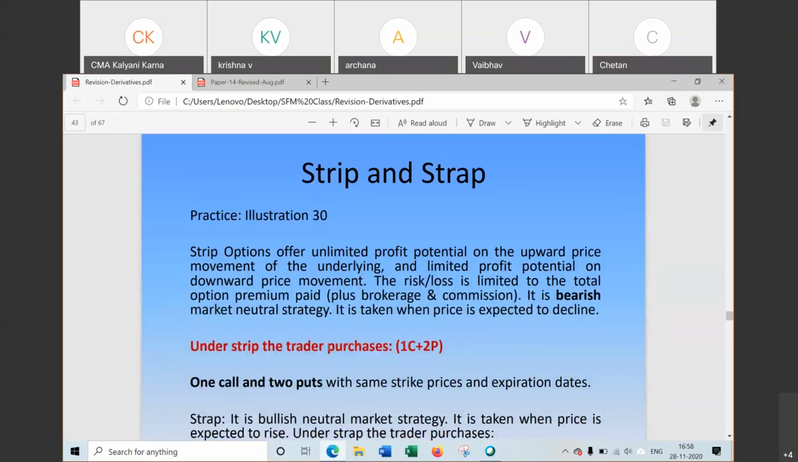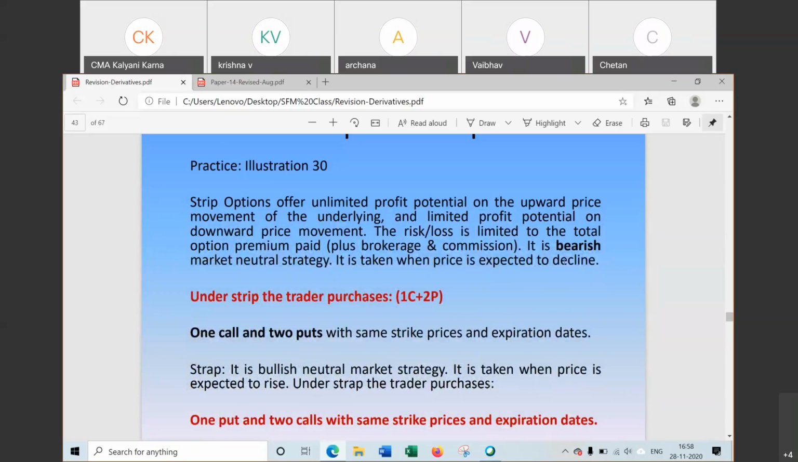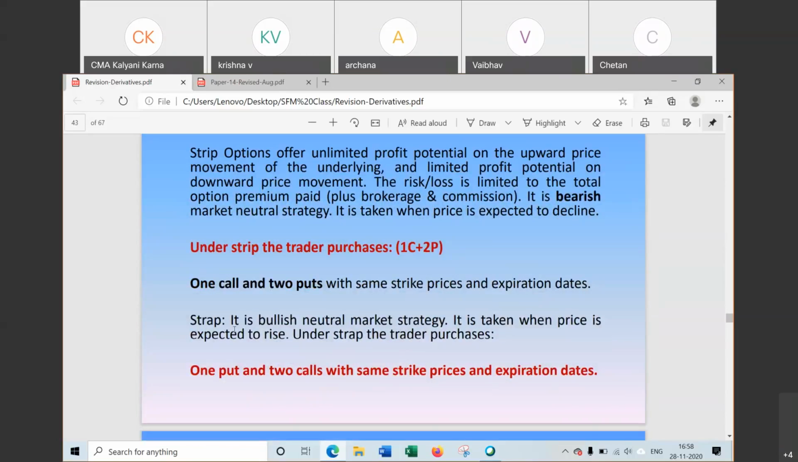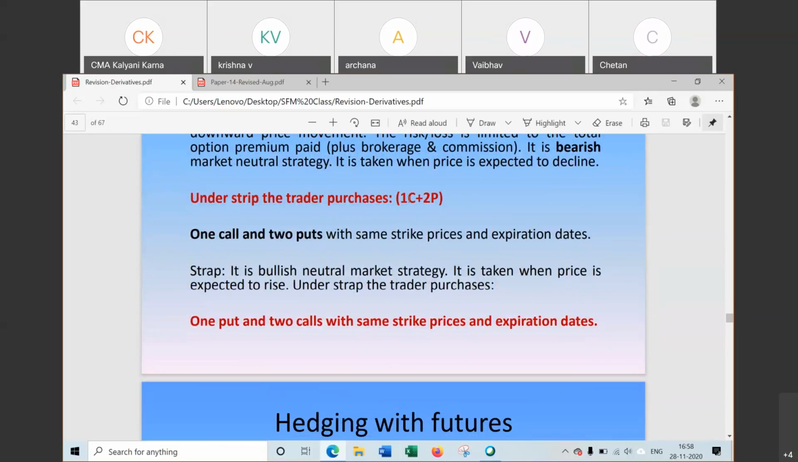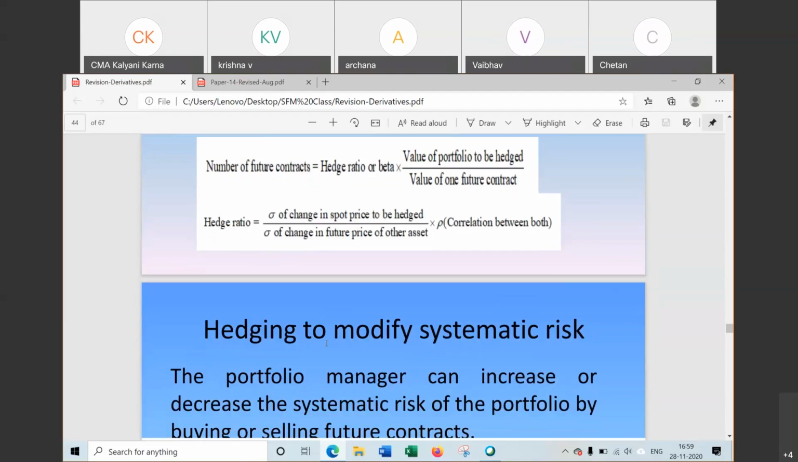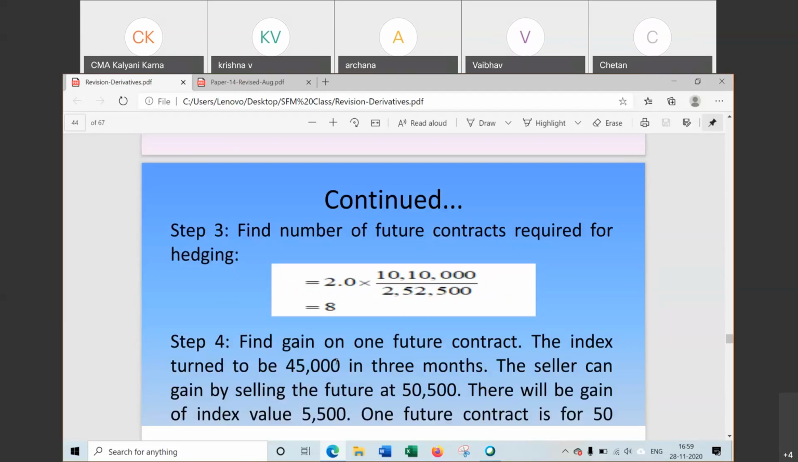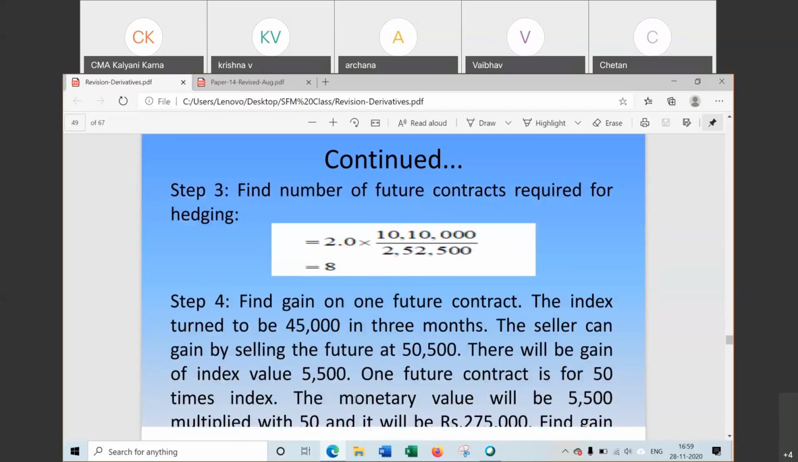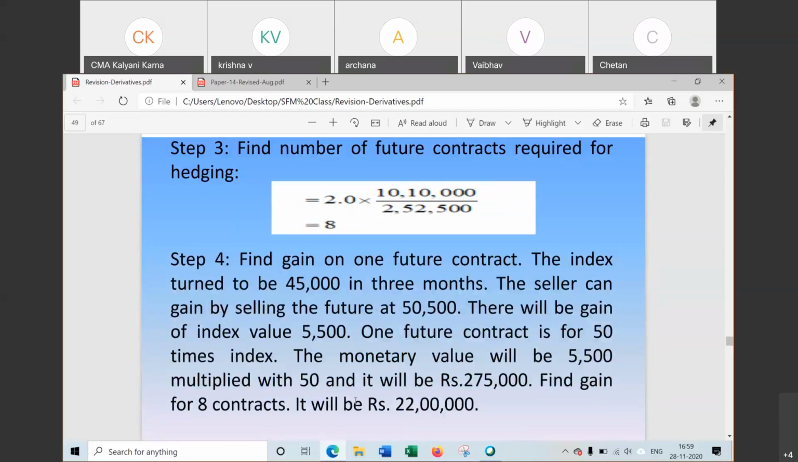Strip and strap, that is strip, 1 call plus 2 put, question number 30. In the case of bearish market, strip is used. In the case of bullish market, strap will be used. Strap, that is 2 call. In the case of strip, 1 call 2 put. In case of strap, 2 call 1 put. Hedging. Now this one was for interest rate cap and collar.